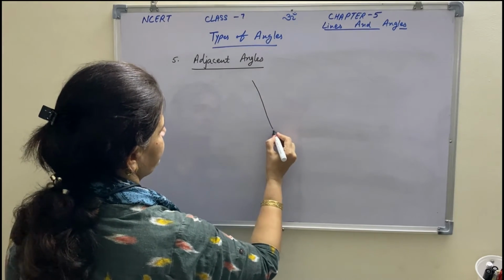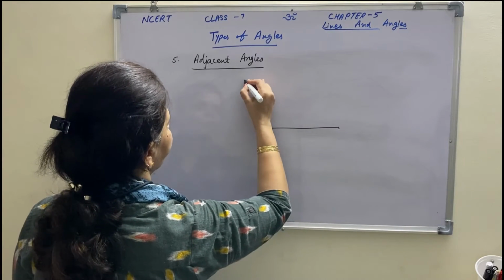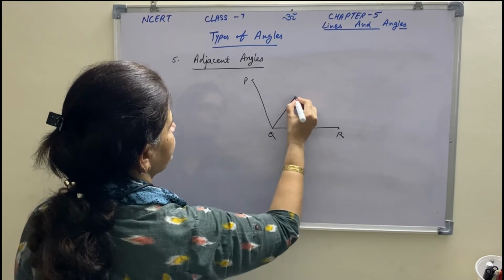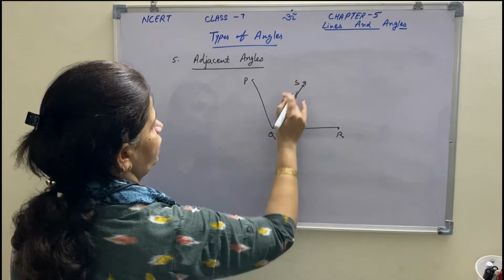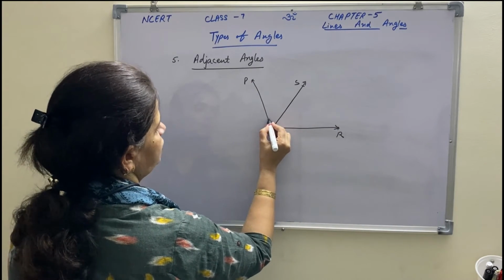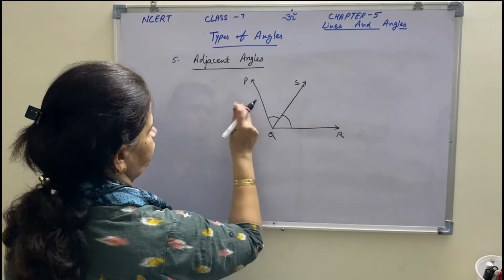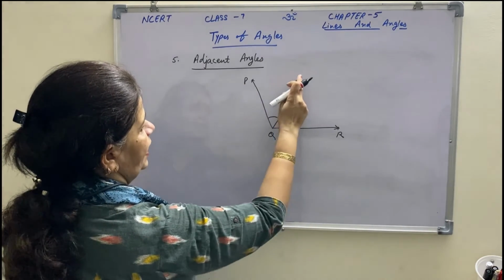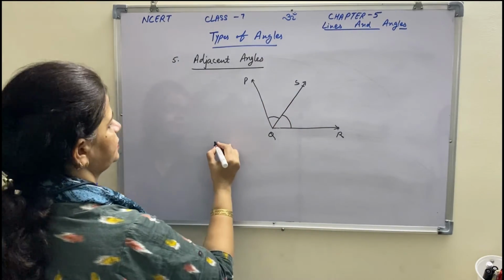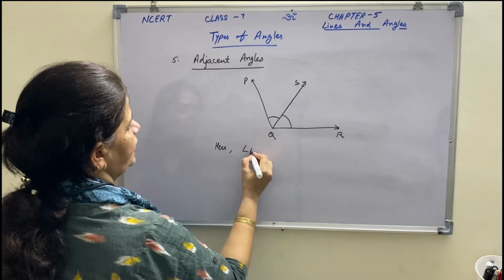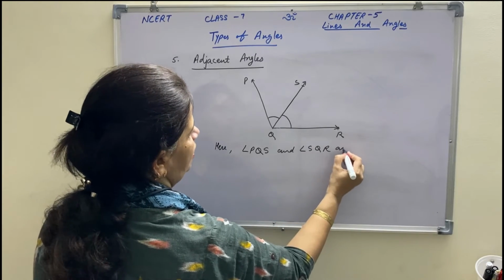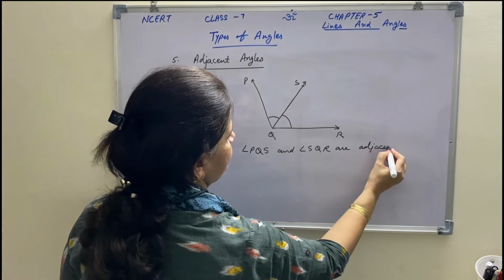Like I have this angle PQR, and suppose a ray is there which is QS. QS is a ray between them. Then two small angles are formed here, this one and this one, PQS and SQR. These two angles are adjacent angles. Here, according to the figure, angle PQS and angle SQR are adjacent angles.